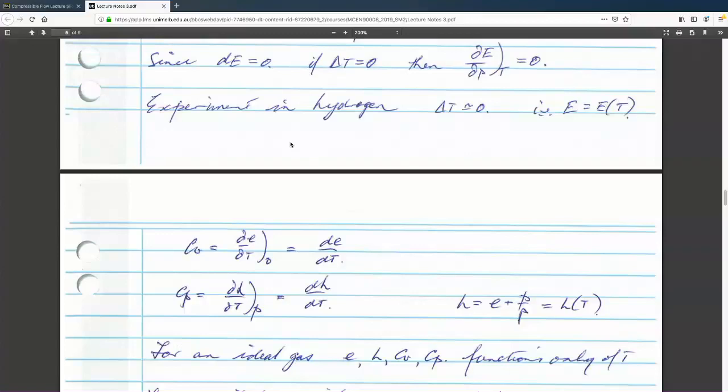Okay, but I can explain what I'm going to say. Look, here. CV is dE/dT at fixed volume, but we just determined that E is only a function of temperature. So it's the ordinary derivative, not a partial derivative anymore. It's dE/dT. And Cp is dH/dT at fixed pressure. Well, now H is E plus P over rho, so E is only a function of temperature, and P over rho is RT for a perfect gas.